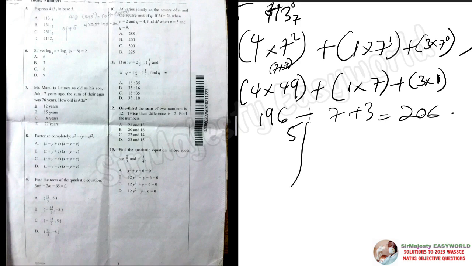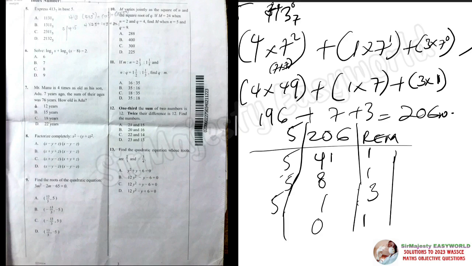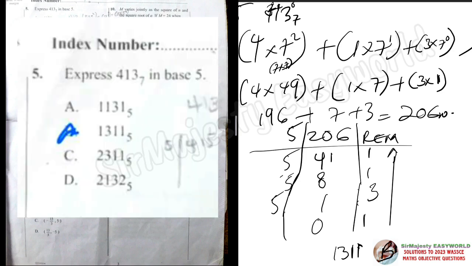So I'm going to convert the number in base 10 to base 5. So the remainder is what I'm going to use. So 5 into 206 is 41, remainder 1. 5 into 41 is 8, remainder 1. 5 into 8 is 1, remainder 3. 5 into 1 is 0, remainder 1. And now I need to bring it up. So our final answer is 1311. So that's going to be B. Let's move on to our next question.